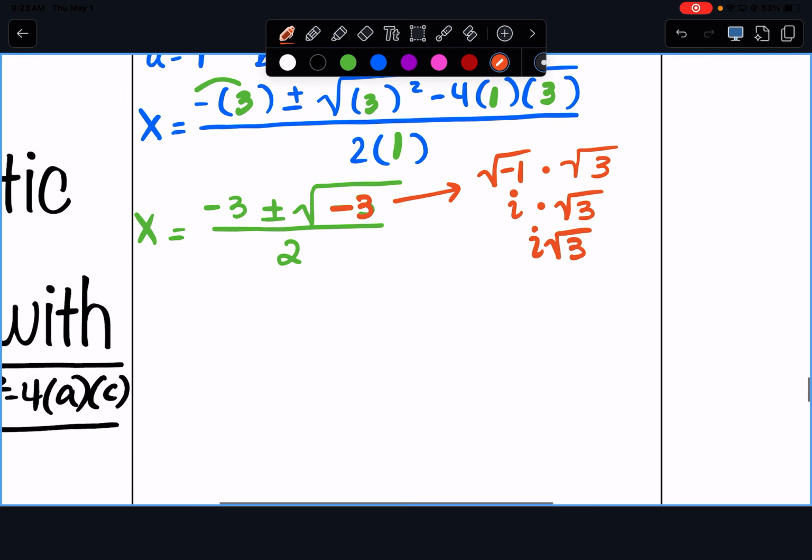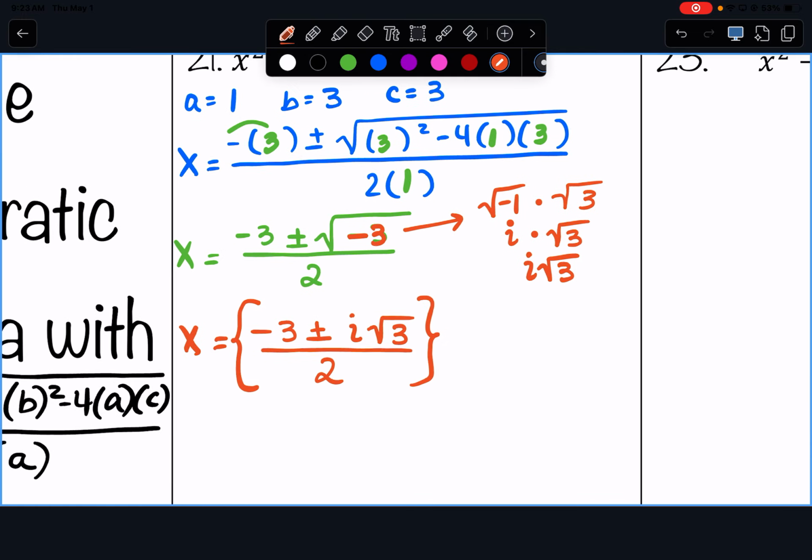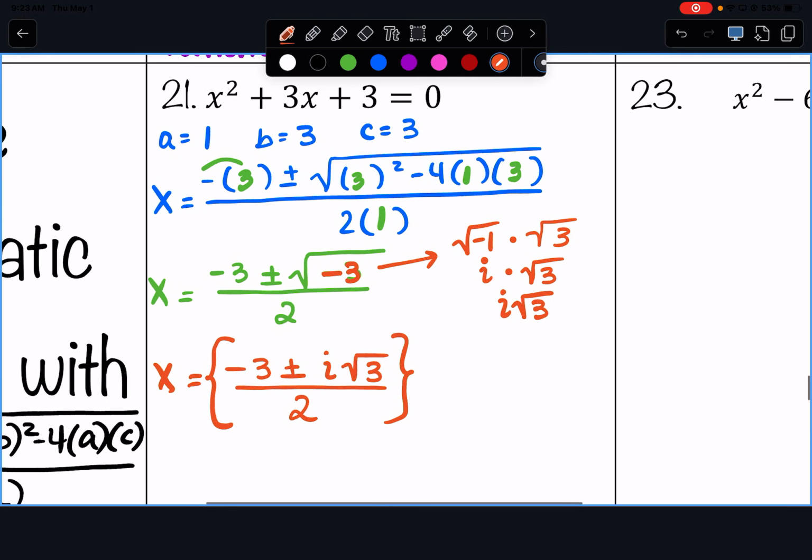So we can rewrite this as x is equal to negative 3 plus or minus i root 3, divided by 2. Can I simplify any of this part? Nope. So that is our solution. On the test, there is going to be stuff like this answer, but we're going to be able to simplify it. Yeah, we're going to have some practice like that too.